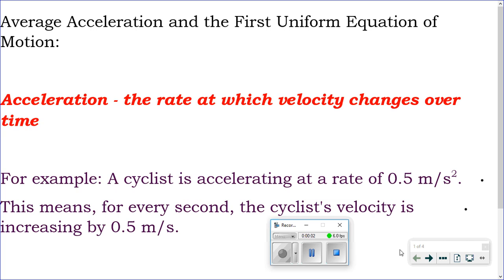This evening we are going to talk about the first uniform equation of motion and average acceleration. Acceleration is defined as the rate at which a velocity changes over time. So for example, if I was talking about a cyclist accelerating at a rate of 0.5 meters per second squared, this means that for every second, the cyclist's velocity will be increasing by 0.5 meters per second.